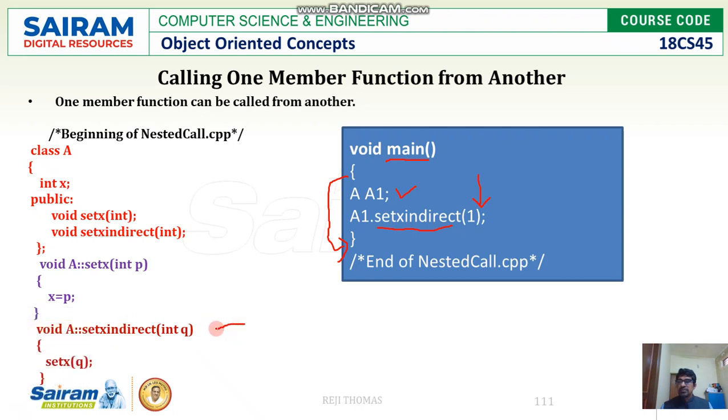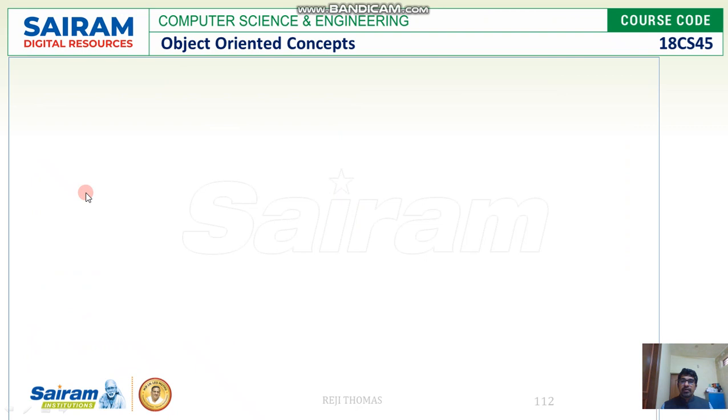So it will come to this place, set indirect, and look at what the set indirect function does inside this, which calls a function called setX. This is calling one member function from the other one. This is possible, right? So q gets a value of 1, p gets again 1, and p will be assigned to x. So what is going to be the x value? So x gets the value as 1.